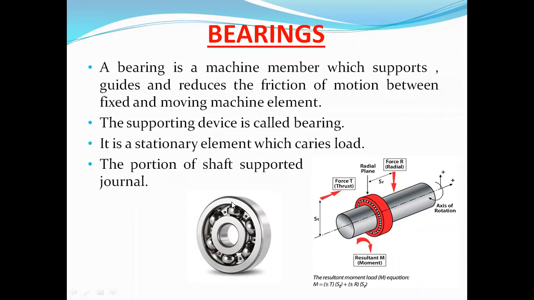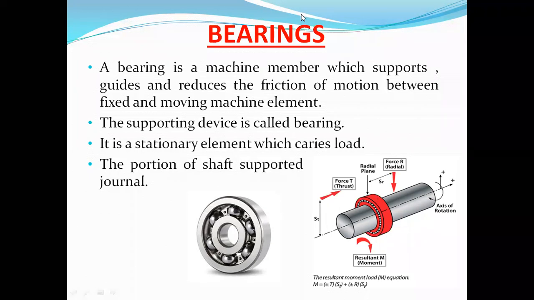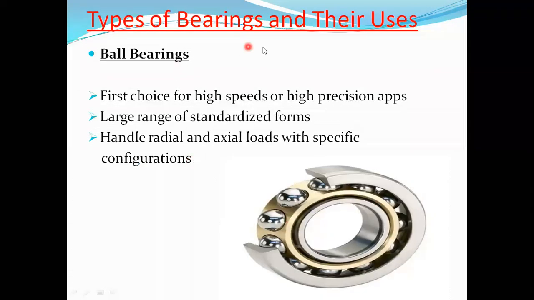So here you can see in the total bearing, whatever portion is supported by the bearing, this is the portion, and that portion we will call a journal. The portion of the shaft which is supported, we will call a journal. So this is the main function of the bearing. Always, bearings are used as supporting devices. They are used to support the shaft or the rotating object. Next we will see what the different types of bearings are and their uses.